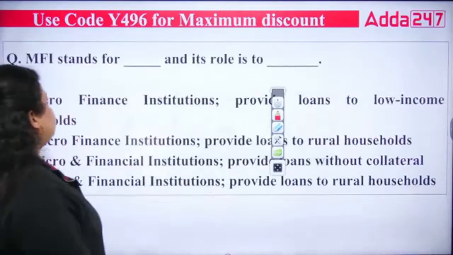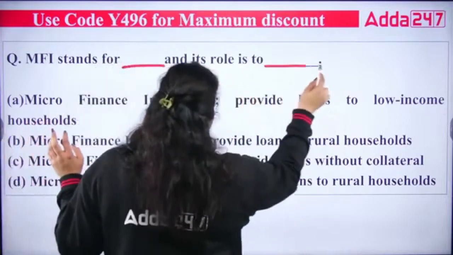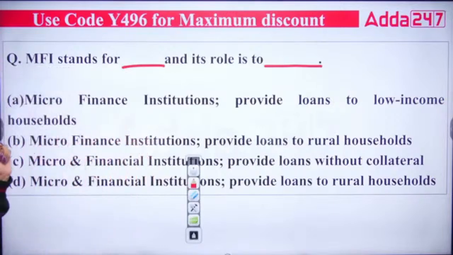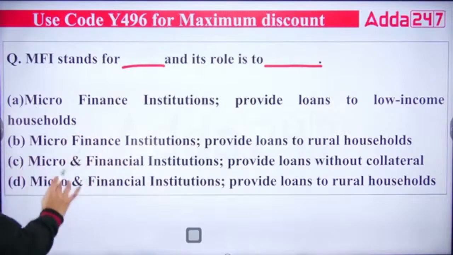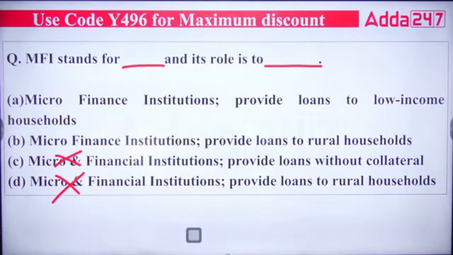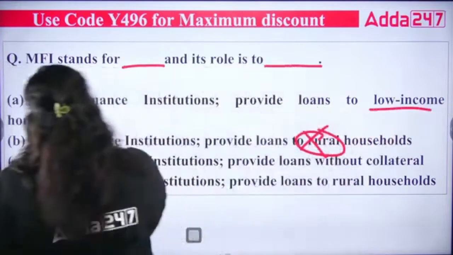Next question. MFI stands for dash and its role is to dash. First, what does MFI stand for? It stands for microfinance institution. So first is saying microfinance institution, second is saying the same, but third and fourth are saying financial institution. So it cannot be C or D. Okay. Now the next part is: its role is to dash. To provide loans to low income households or to rural households? Not to rural households, to low income households. So the right answer is A.